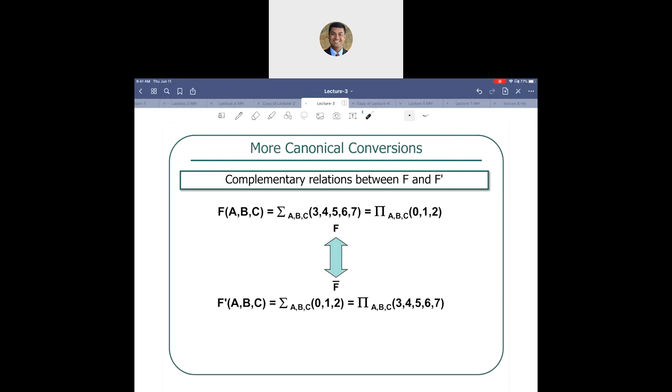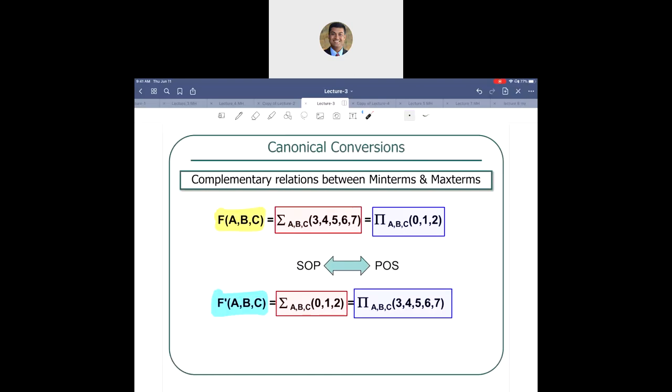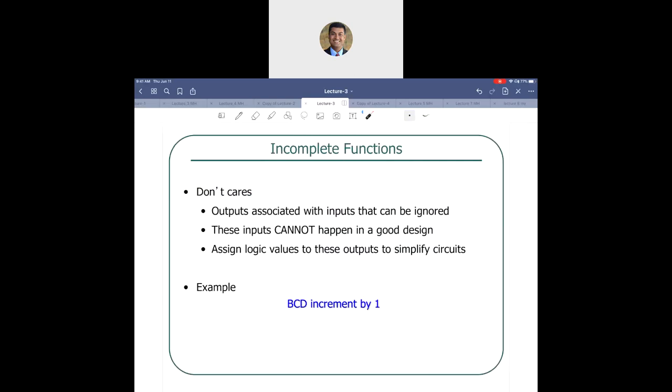All right, questions about canonical forms, product terms, how to represent a truth table in a shorthand manner, in a complete expression, and so on. All right, let's move on now.